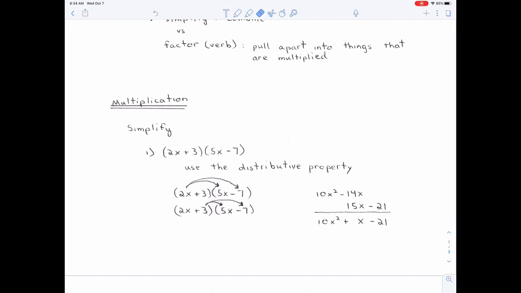What there is, is the distributive property. Okay? Now, you can do this in your head. I'm kind of showing some work here, but you don't really need to show me any work on the simple stuff. So what do you do? You take the first term in this factor and you distribute it. And you get 10x squared minus 14x. Then you take the second term and you distribute it. And you get 15x minus 21.